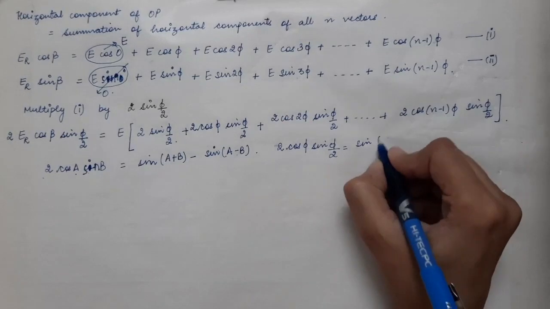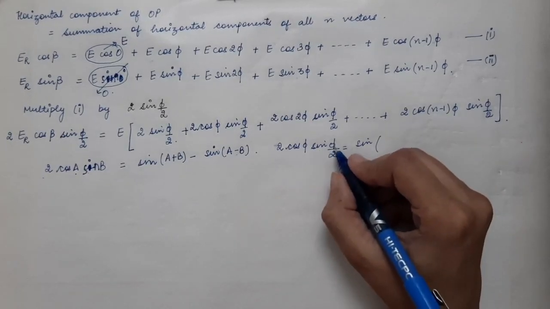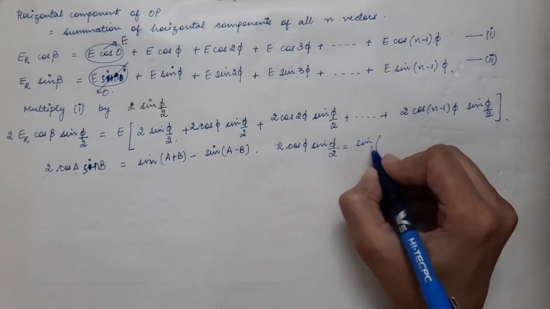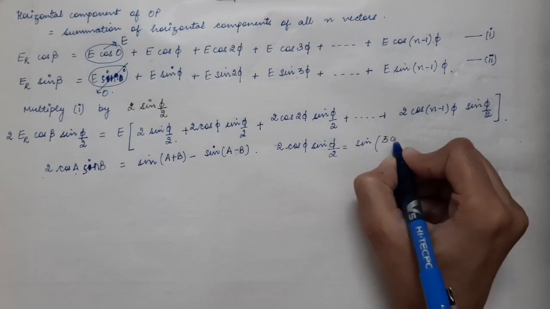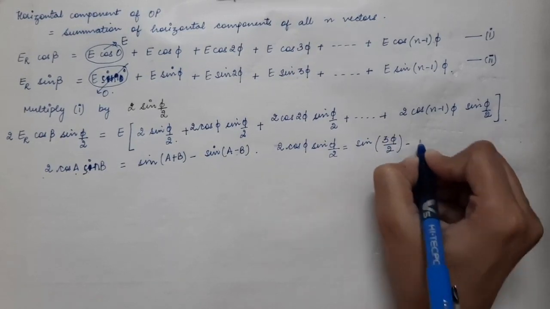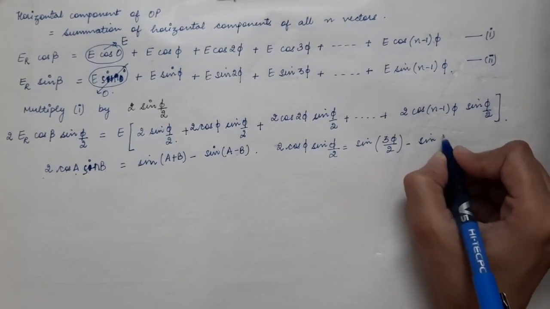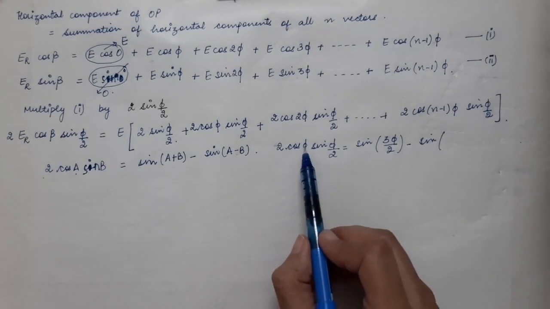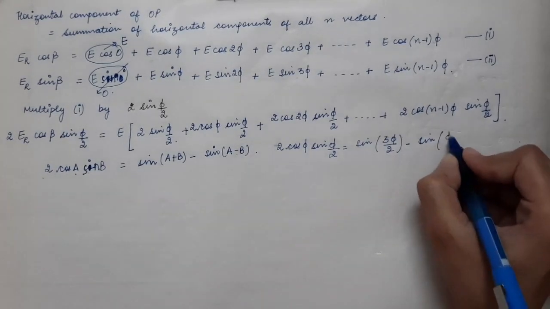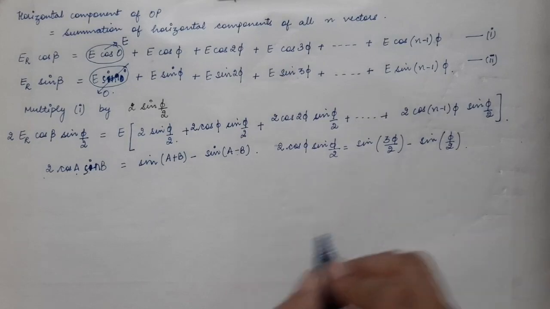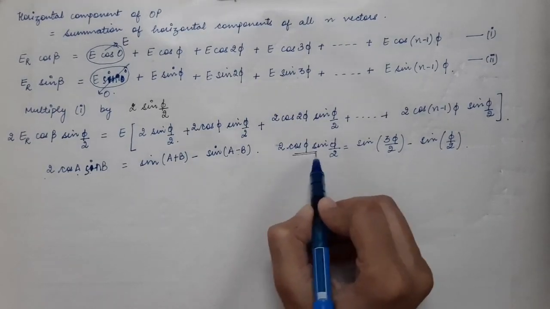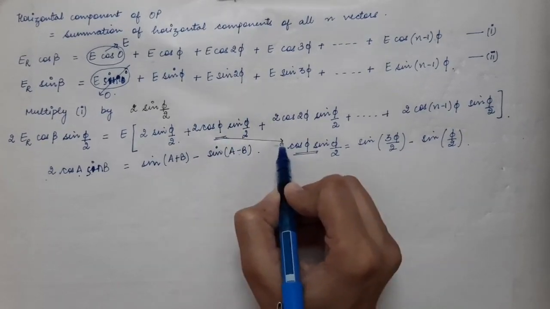Now what is A? It is phi plus B. B is phi by 2. So that will be phi plus phi by 2. That will be 3 phi by 2 minus sine of A minus B. So we will get phi minus phi by 2. That will be just phi by 2. So this is the second term which we have written.